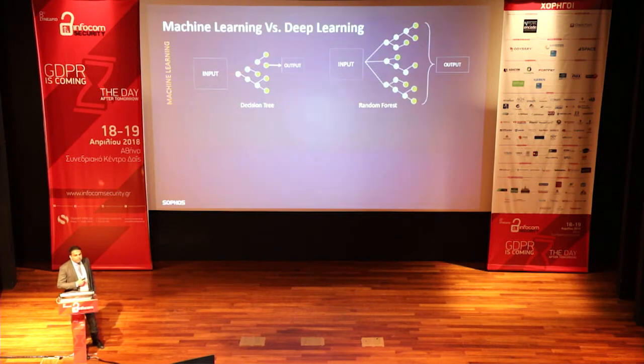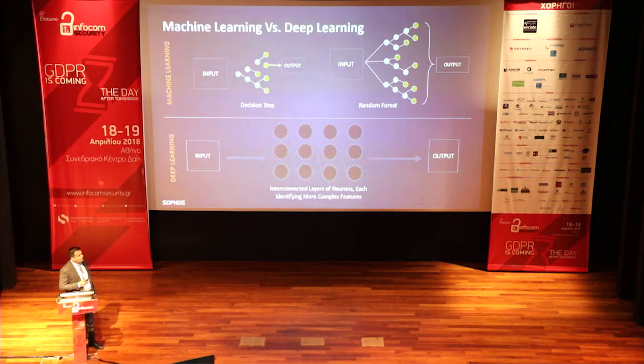Another version of machine learning is random forest, and that overcomes a lot of the limitations of decision trees. However, it is quite complex, and it cannot compute complicated tasks at the same time. So it takes a lot of time even to get the output. So what we have at Sophos is deep learning. Deep learning is based on neural networks, which are comparable to a human brain.